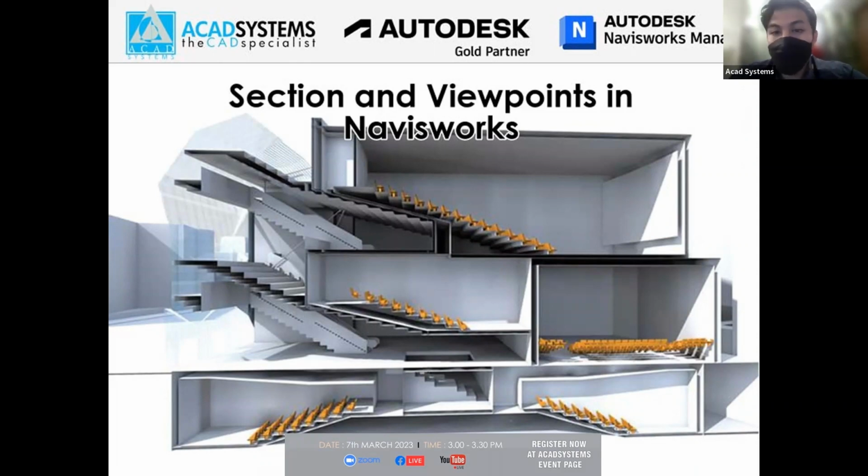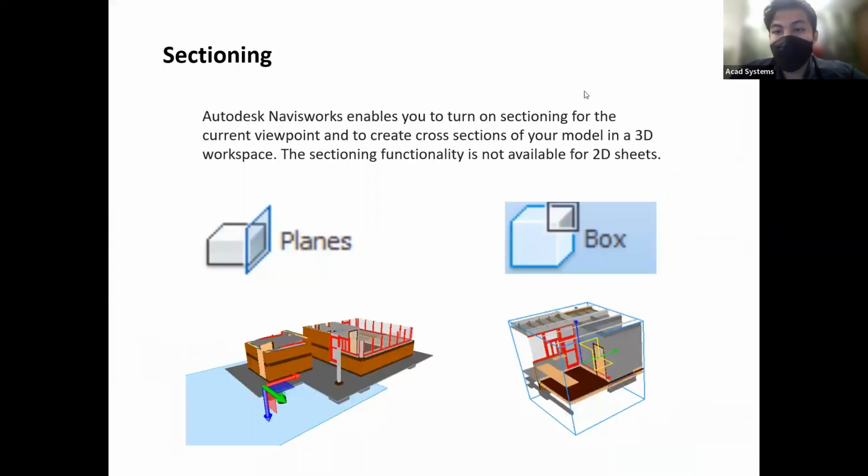So I will run through just a simple description for sectioning and viewpoint. All of us know that Navisworks is used mainly for reviewing. We can combine our models, be it from Revit or any other software, and then we can do clash checking and all those stuff. So in order to better review your models, we can do this section. We can activate sections, right?